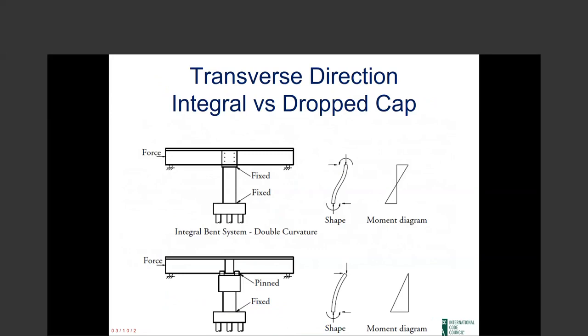The cartoon at the top, you will see that this is an integral cap. You will see at the top of the column to the cap a rigid connection. And at the bottom, you will see a fixity. So for the bending moment, as you will see here, you will have a double curvature. That will be very important, as I told you before, for the shear, because it will give you 2 MP divided by the column height.